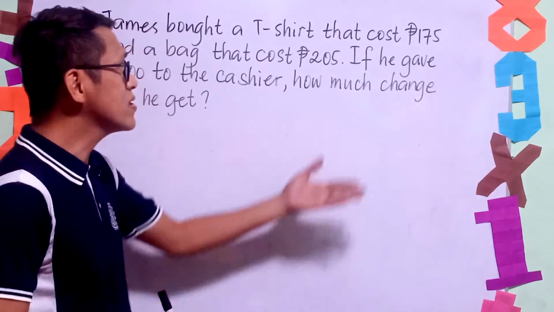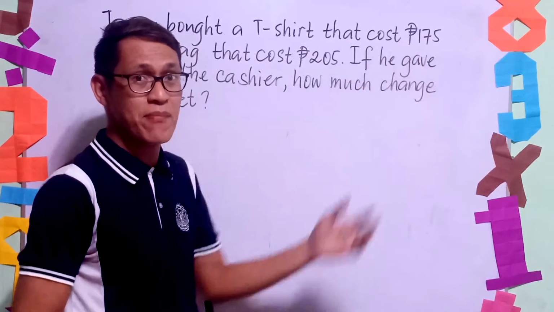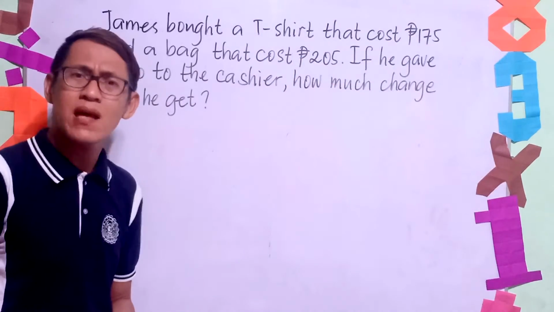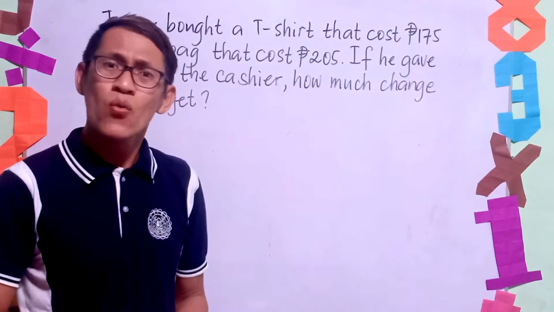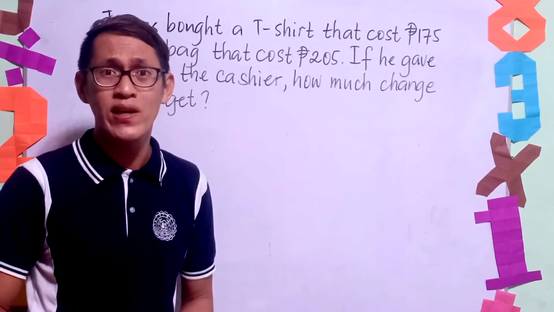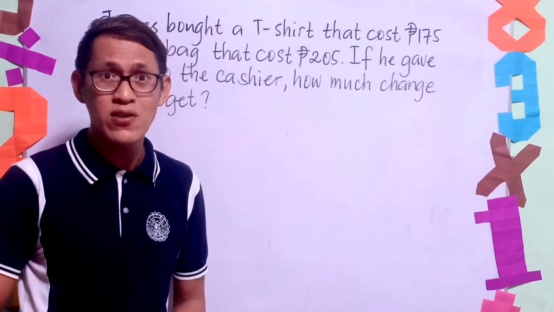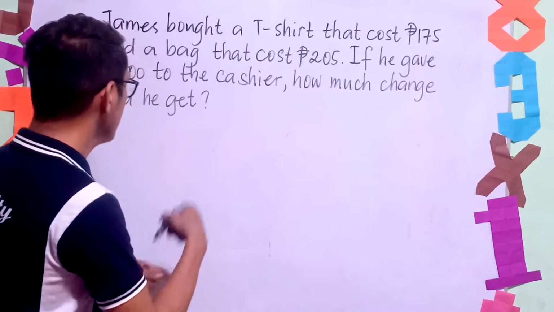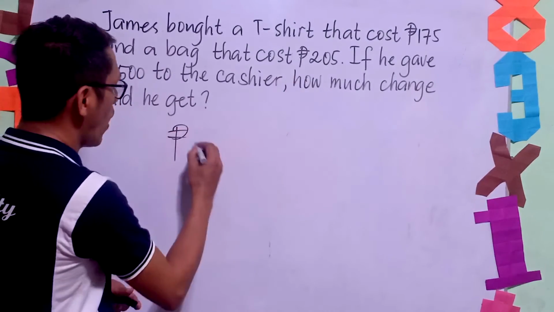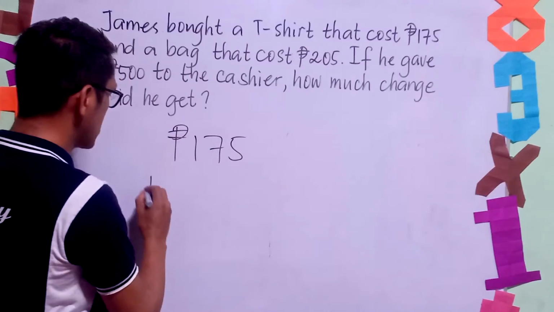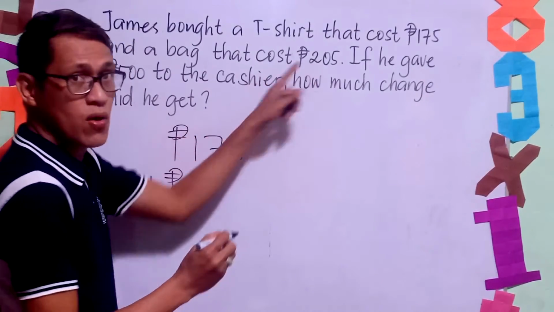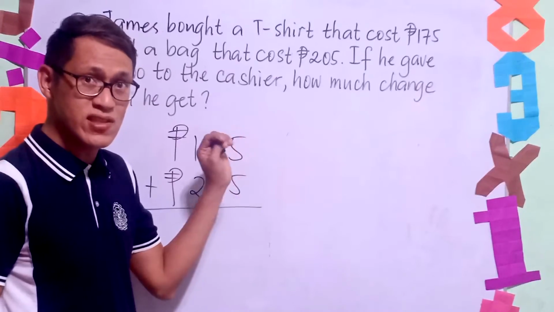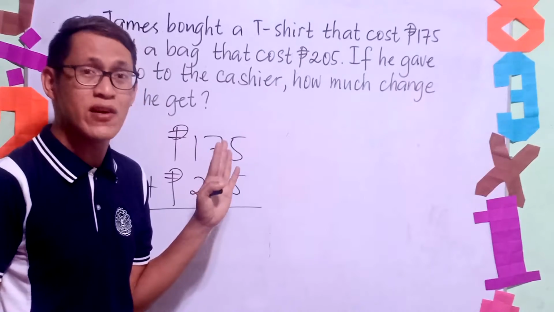Yes, you're right. You simply add 175 pesos plus 205 pesos. But how do we add whole numbers? Well, you simply arrange the digits according to its place value before you add them. So you start from right to left. Let us write it here. Let's add 175 plus 205. If you notice, I arranged the digits according to their place values.